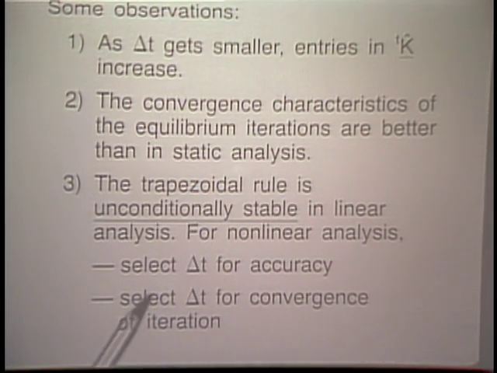For nonlinear analysis, we want to select delta t for accuracy, and we want to select delta t for convergence of the iteration. If we find, for example, that we have convergence difficulties in the iteration, then we may want to switch to a more powerful scheme. That's one approach, of course, just the same way as we are doing it in static analysis. Or we may identify actually that delta t is too large, and we should decrease delta t.